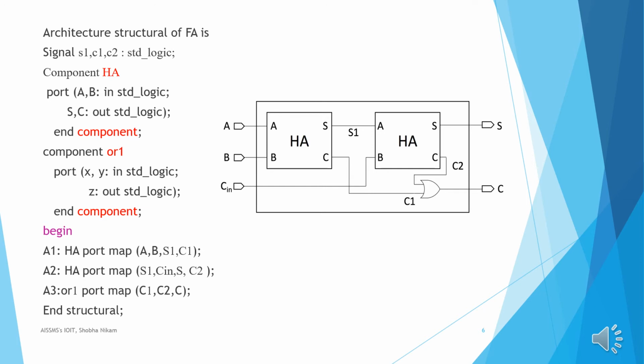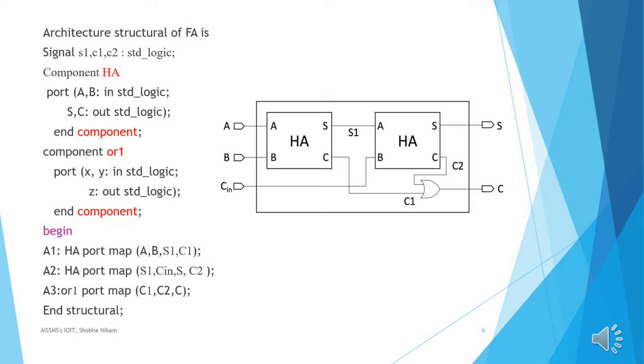So here in structural modeling, we are dividing our entire system into smaller modules. This is called as modular design. So system is divided into three components. First is component half adder, second component half adder, and then OR gate. And for interconnection, wires are used. So first, wires are always declared using signal.